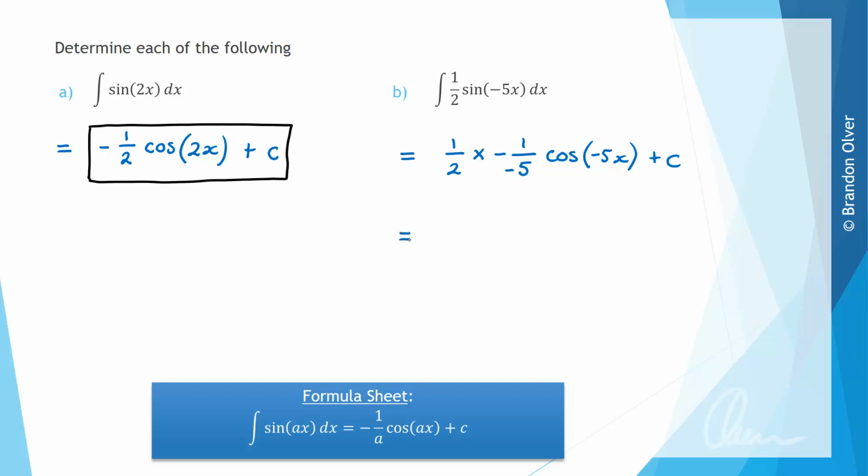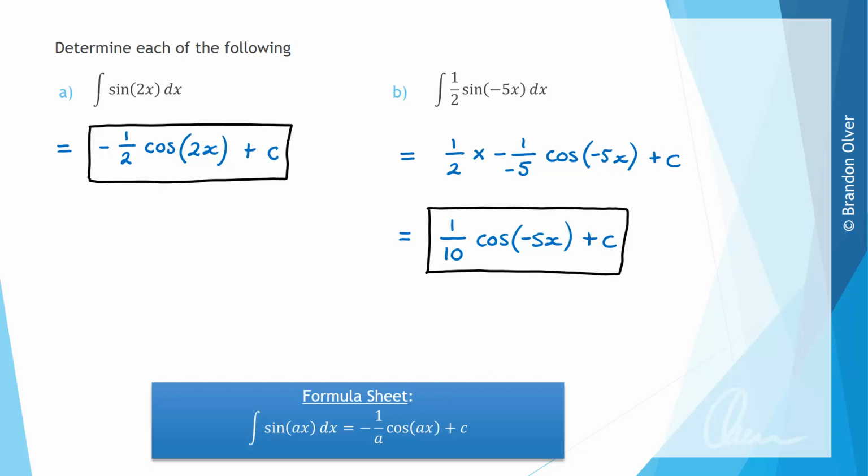And then cleaning this up slightly, 1 times 1 on the top line would give 1. And the two negatives here will become positive, so we'll have 1 divided by 2 times 5, which is 10, and then it's going to be cos of -5x plus c. So that is the answer to part B of this example.